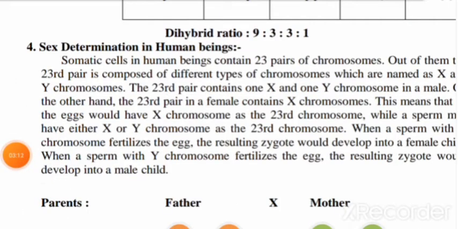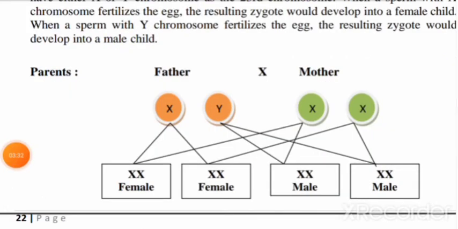Sex determination in human beings and explain it. The somatic cell of a human being contains 23 pairs of chromosomes. And the 23rd is a different type of chromosome. In male it is X and Y chromosome, in female XX chromosome. The father is crossed with the mother, and you will get different types of gametes.